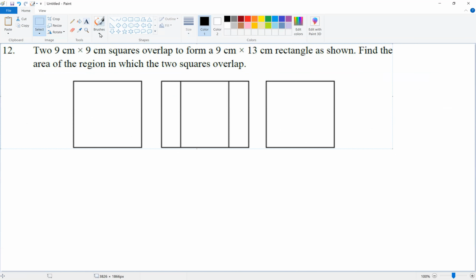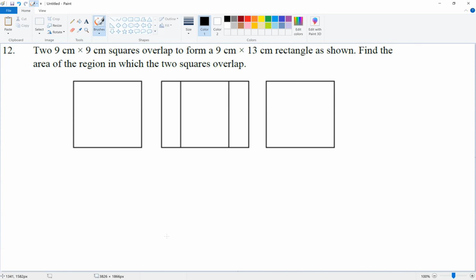Me, number 12. I didn't do this question. Read the question. Two 9 centimeters times 9 centimeters squares overlap to form a 9 centimeters times 13 centimeters rectangle as shown. Find the area of the region in which the two squares overlap.